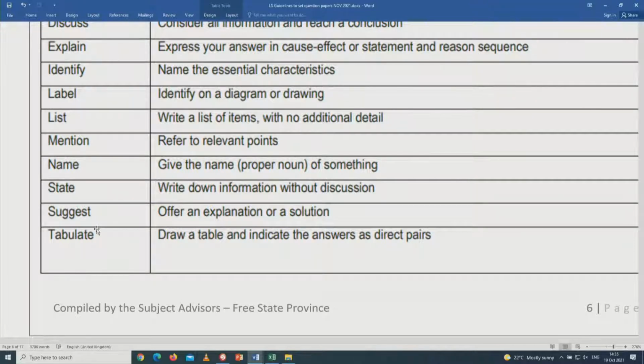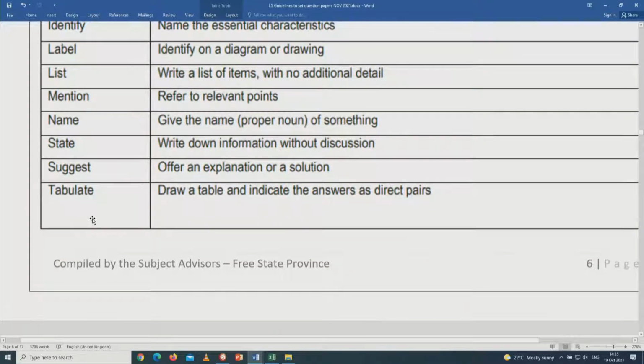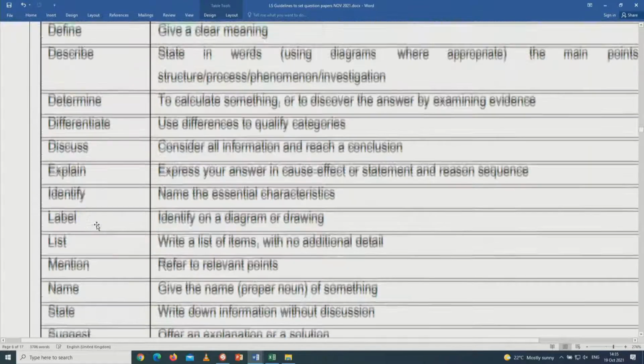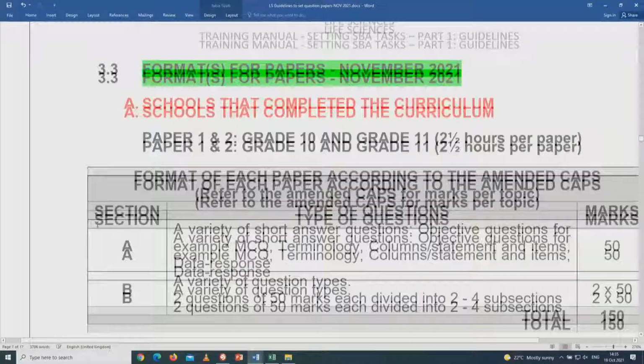For each difference, 1 mark, it's 1, 1, it's 2, plus another 1, 1, it's another 2. So for comparing two things, they can get 5 marks for that table. When they compare one thing, it's 3 marks for that particular table. So I'm not going to spend time on the action verbs.